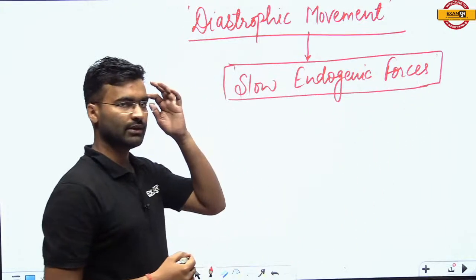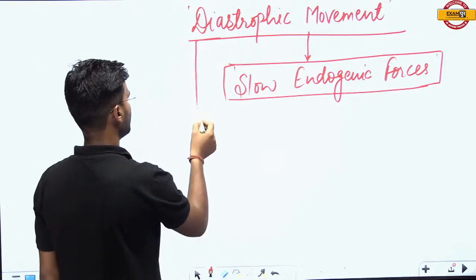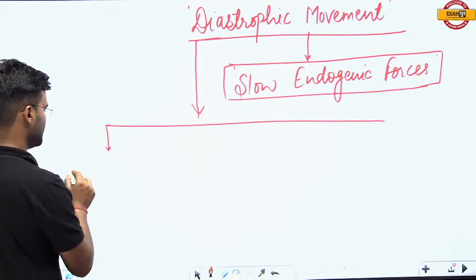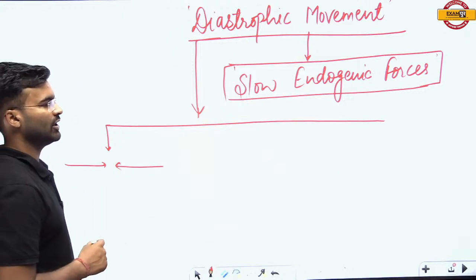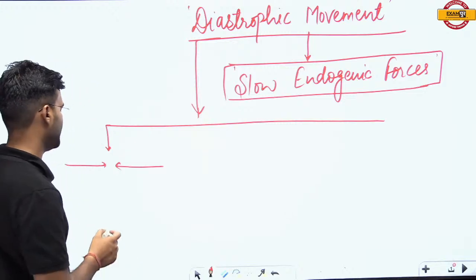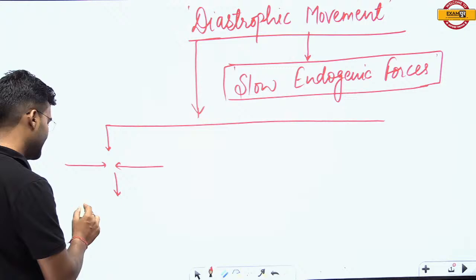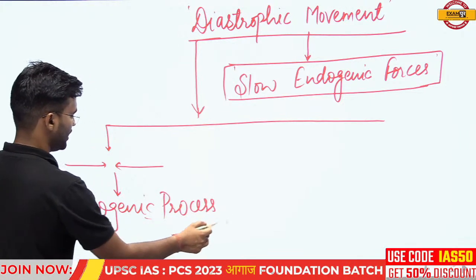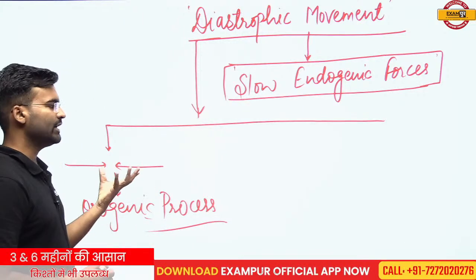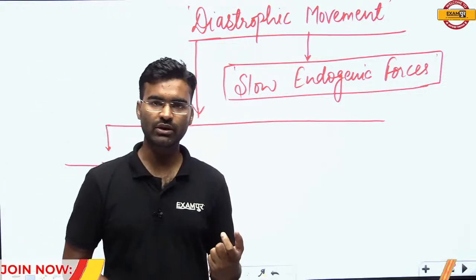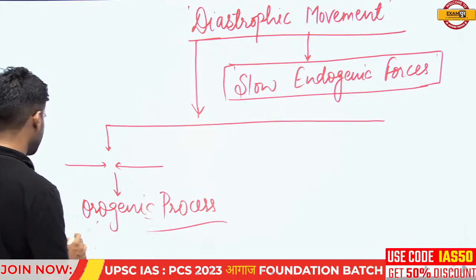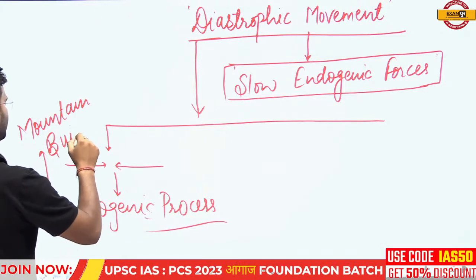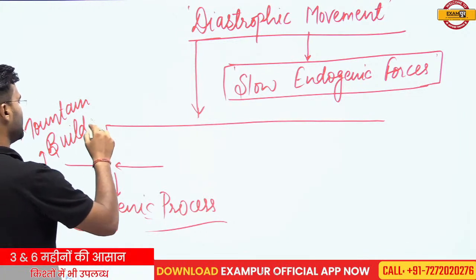If you attended the last session, you have seen that we discussed that the diastrophic movement can be in two directions. If the movement happens horizontally, then it is responsible for the formation of mountains, and that is called the orogenic process. Because it is responsible for the formation of mountains, it is also called the mountain building process, and in typical geographical language, it is called the orogenic process.